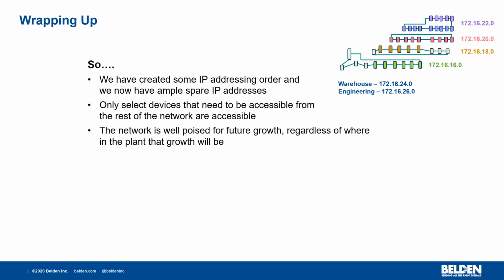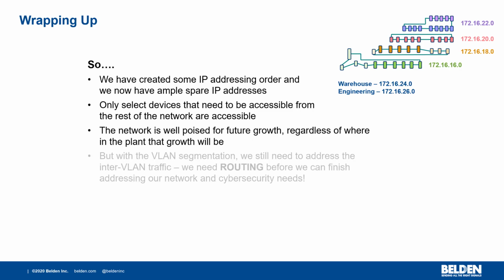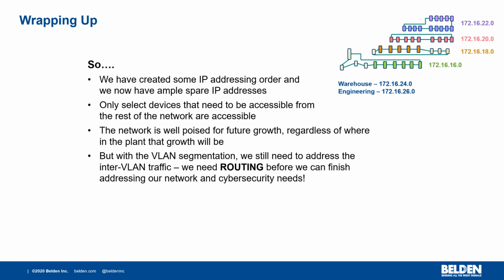So, we've created some significant IP addressing housekeeping, allowing plant operators to easily know the IP addresses of any given device based upon which production line or network segment it is on and what machine number it is. We also now have ample spare IP addresses for when the time comes to expand our network, and we have tucked away those devices that do not need network access, only allowing those few devices through that truly need to communicate across the network. And we now have segmentation via subnetting and VLANs, and we've also added a good dose of security. But we have not yet addressed how to allow for inter-VLAN communication, which will require routing.